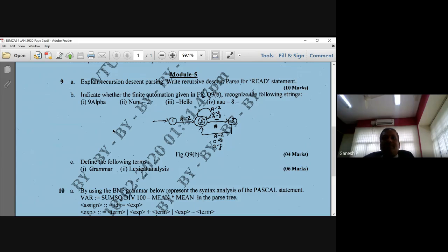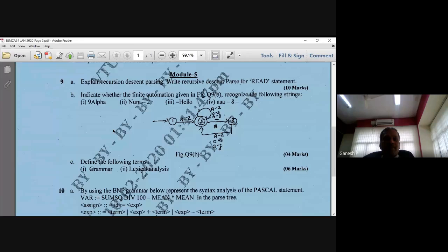Recursive descent, as the name says, is a top-down approach. Descent means we are descending, going from top to bottom. That's how we can remember it as a top-down approach. For the read statement, one diagram we have to write, that is a parse tree. 10 marks are given, so good marks.